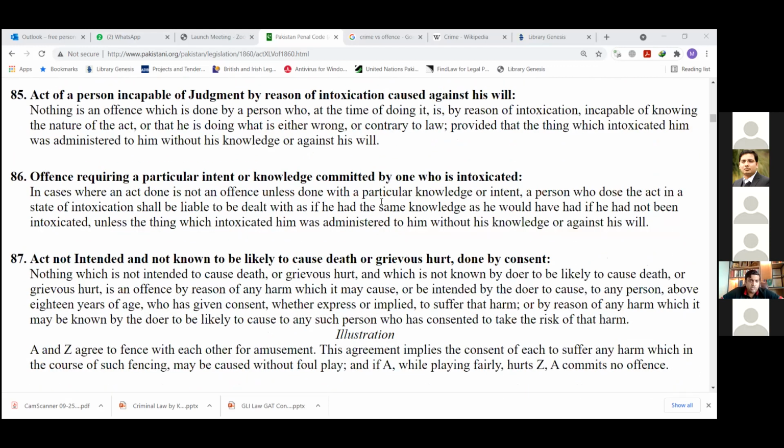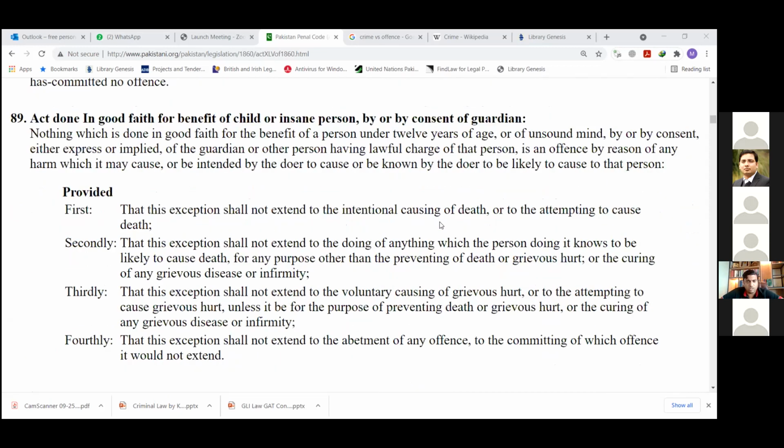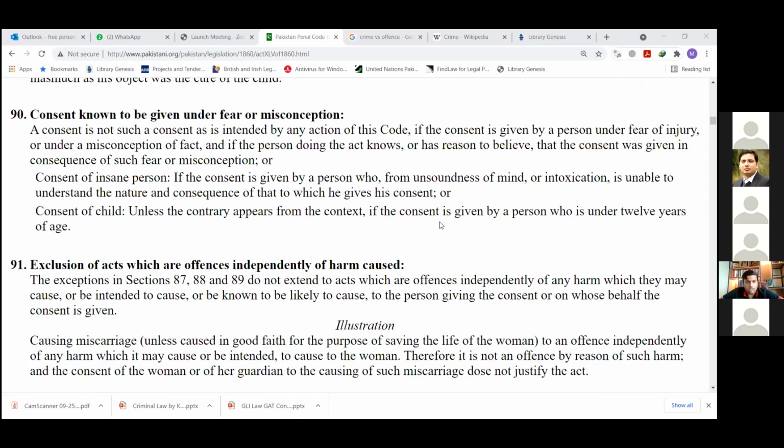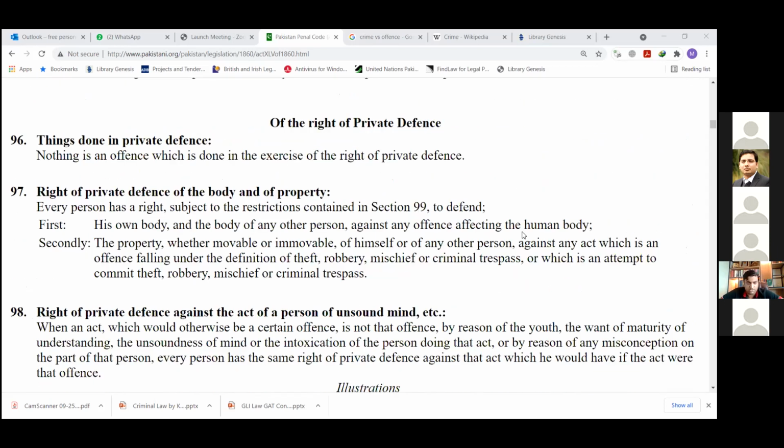Act of a person incapable of judgment by reason of intoxication against his will is again not an offense. Similar are the other sections which are here. The important part in this chapter is the right of private defense, which starts from 96 and goes to 106. Section 96 says that nothing is an offense which is done in the exercise of right of private defense. So this principle embodies the age-old principles of right of private defense.